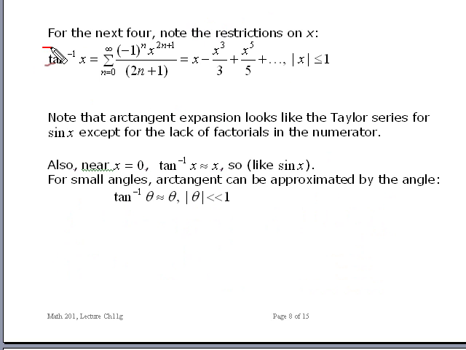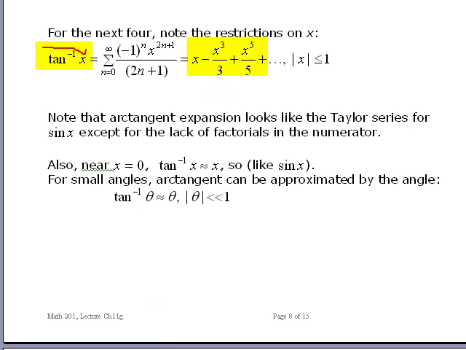Here's the expansion for the arctangent of x. It looks a lot like the expansion for sine, except that these denominators are just 3 and 5 and 7. They're not 3 factorial, 5 factorial, 7 factorial. So it actually looks pretty similar near x equals 0. This is similar to the sine function.